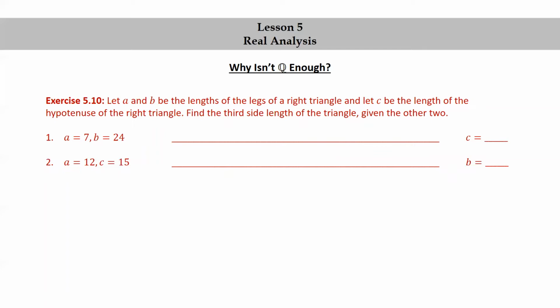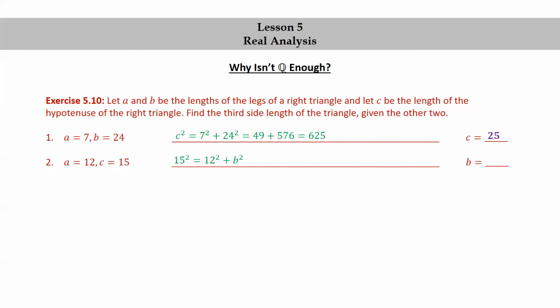a equals 7, b equals 24. So we have c squared is equal to 7 squared plus 24 squared, which is 49 plus 576, or 625. So c is 25.